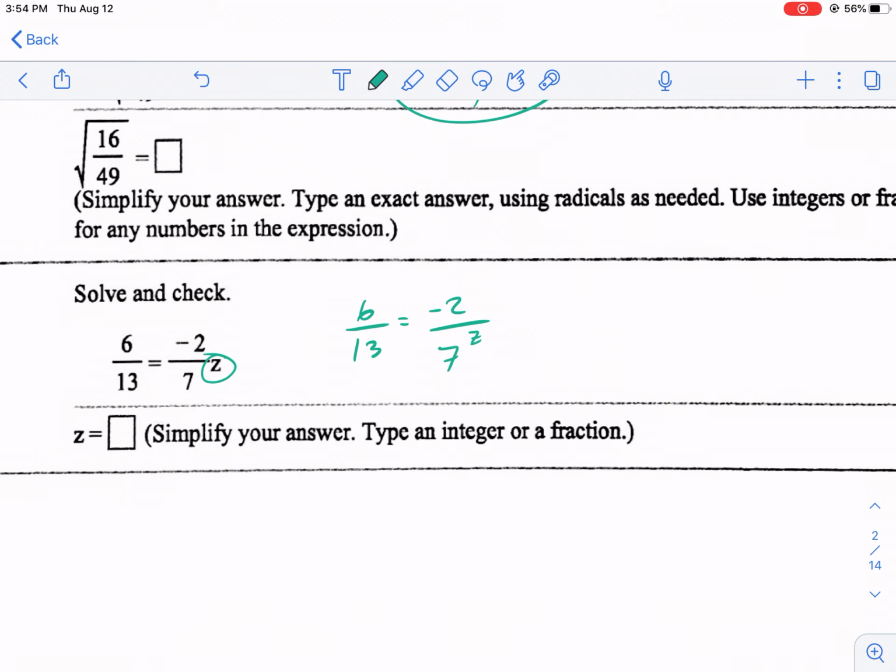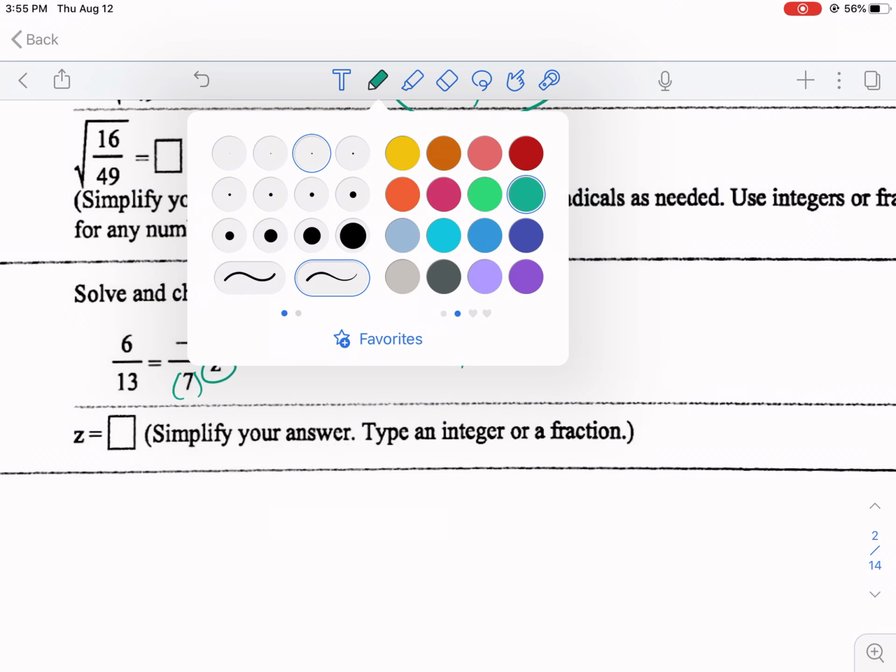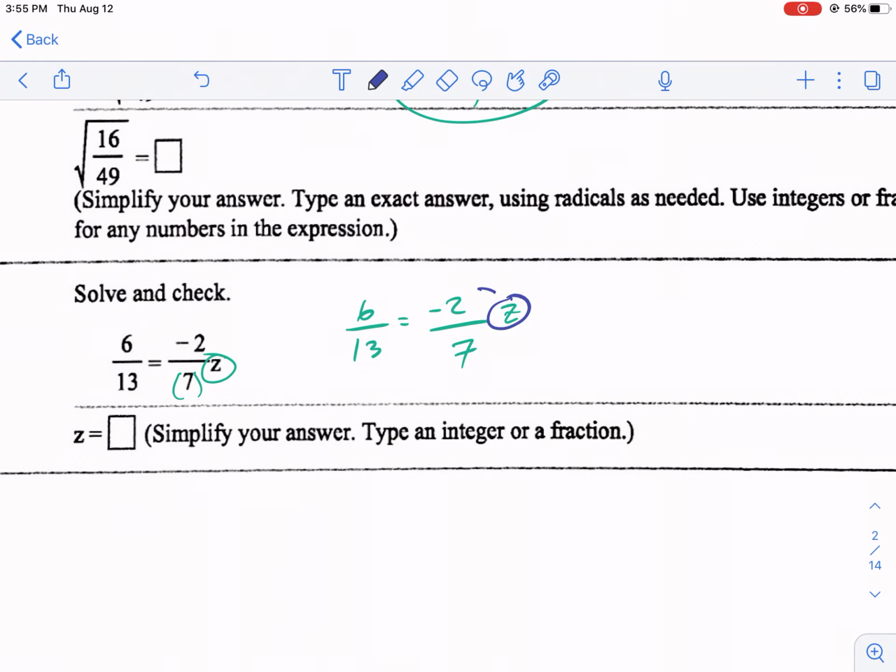But I think that instead, if I'm looking at this correctly, I don't think it's going to be that. I think what it is is negative 2 over 7, and that z is out in front like that. I'm pretty sure, because they would put parentheses for an exponent. Anyway, this is the problem that we have. So what I'm going to do is put the z in the top.